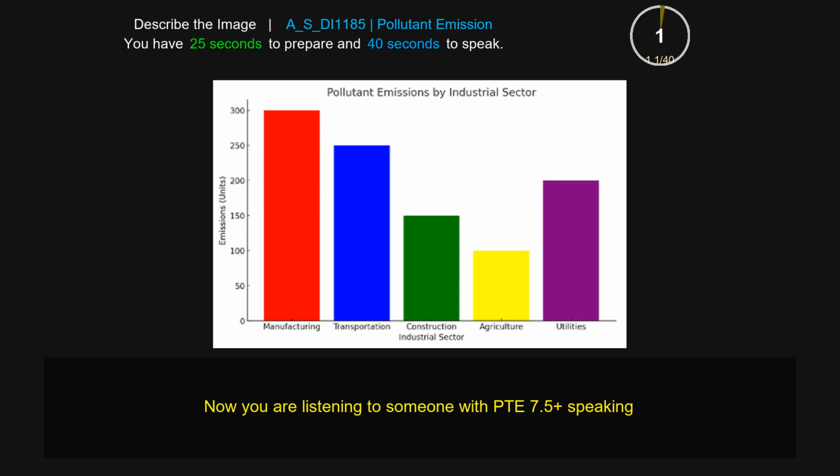The line graph is about pollutant emission by industrial sector. It is clear that there is a y-axis and an x-axis. In the x-axis there is 300, 250, 200, 150, 150. And in the y-axis there is manufacturing, transportation, construction, agriculture, utilities. In conclusion, the highest one is 300, which is red, in manufacturing, and the lowest one is yellow, which is agriculture, at 50.